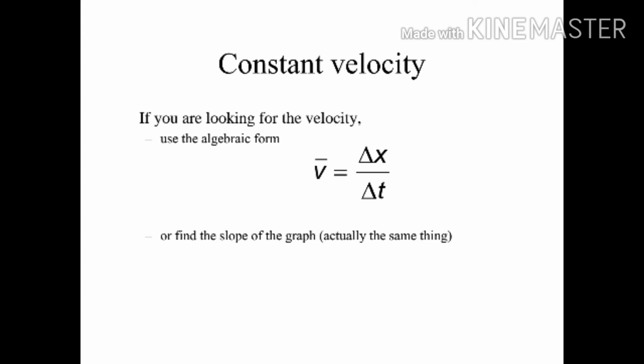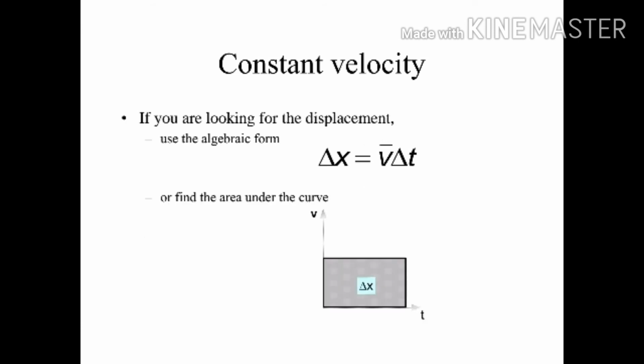Now here we take constant velocity again. If you are looking for the velocity, then use the algebraic form or find the slope of the graph. Actually, this is all the same thing. But when you are looking for the displacement, then use the algebraic form or find the area under the curve, as you can see on the screen.